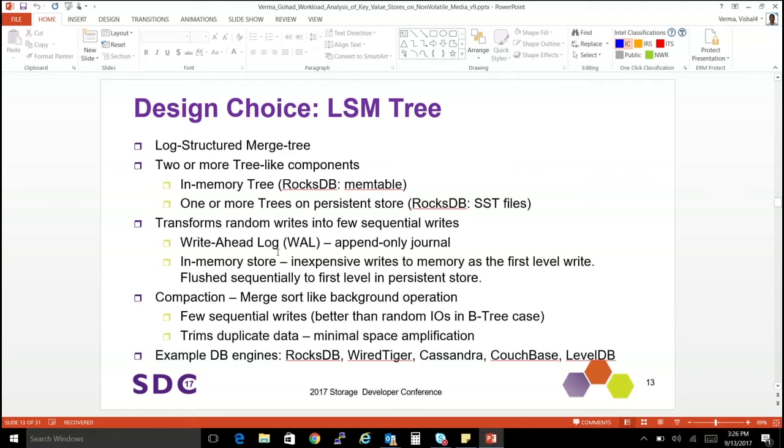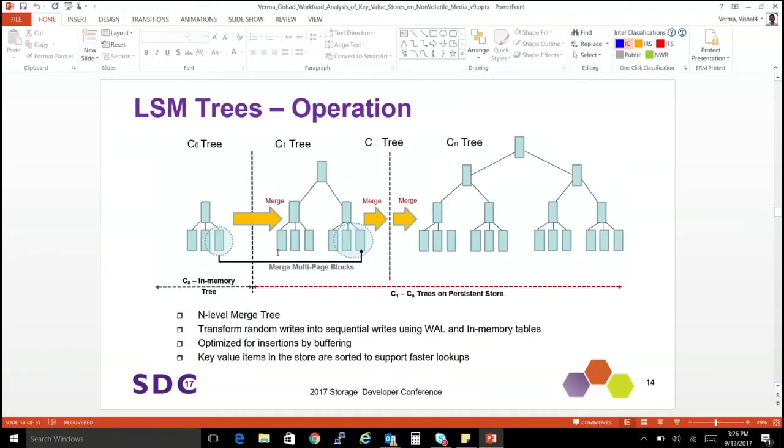But anyways, what are the different DB engines in production which use LSM tree? The first one, the most common one, is RocksDB, used by Facebook for the MyRocks engine for MySQL, and there is WiredTiger, Cassandra, LevelDB. So all these engines use LSM tree in production. Now let's look at how LSM tree works.